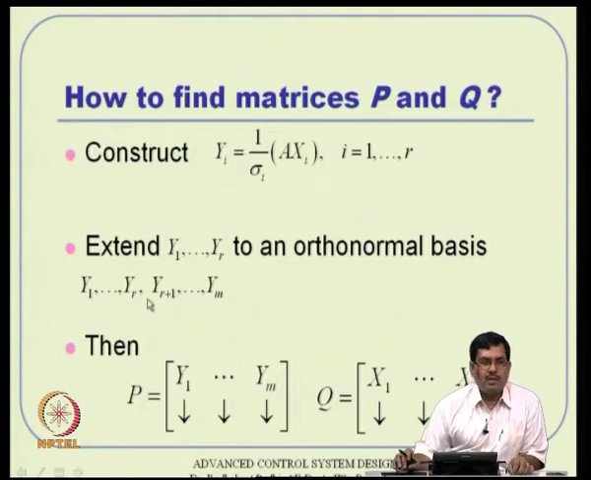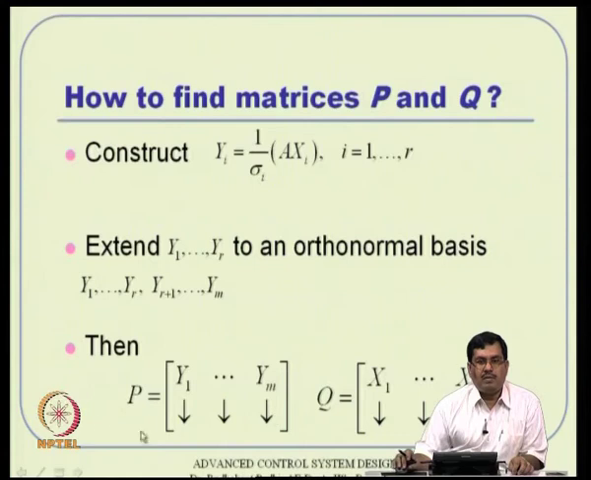So, y1 to yr is there, and then I will construct yr plus 1, yr plus 2 and so on. It is possible to expand so that these vectors will be orthonormal to the rest of the vectors, remember that. All these columns that we will need to put later need to be orthonormal to each other, because P needs to be orthogonal. So, the column vectors have to be orthonormal to each other. Using that condition I will be able to expand this up to m dimension.